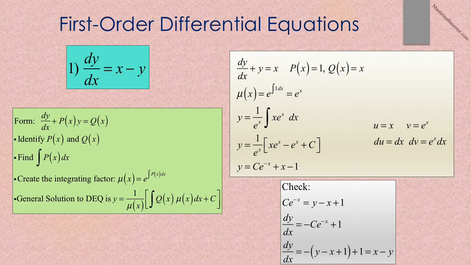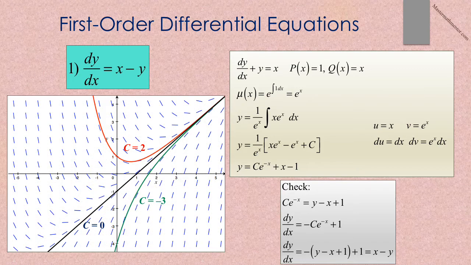Let us check our work. Since y equals c e to the negative x plus x minus 1, c e to the negative x is equal to y minus x plus 1. If we take dy dx, we get negative c e to the negative x plus 1. And since c e to the negative x is equal to y minus x plus 1, dy dx is equal to negative quantity y minus x plus 1, which is x minus y.